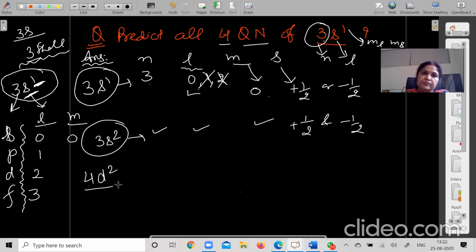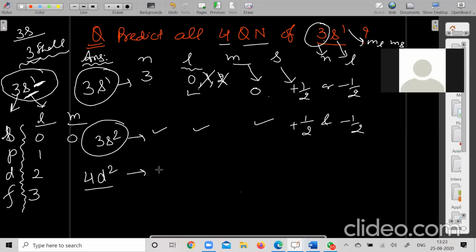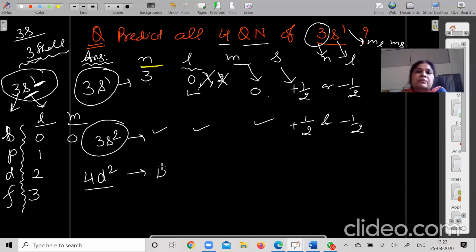Suppose I ask you to predict all 4 quantum numbers of the 4d2 orbital. Tell me quickly, all of you. First you tell me N. N will be 4, right? This is called the N value.